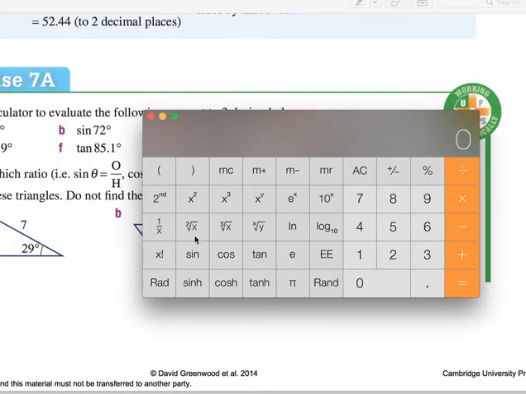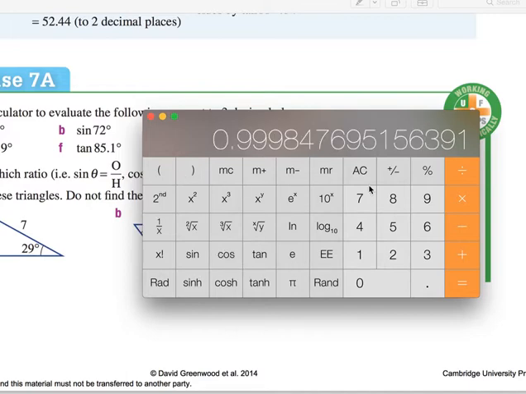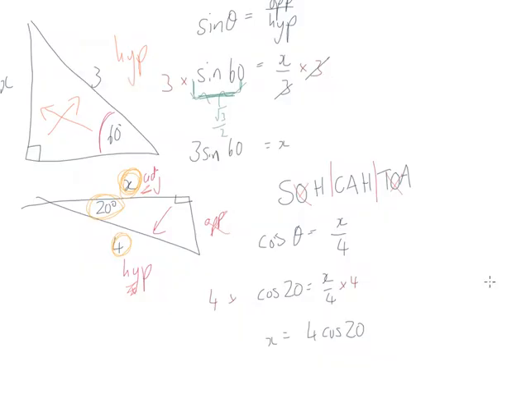Doesn't like that either. So cos 20, oops, let's just clear that. 20 degrees, we'll take the cos of that and multiply that by 4. So we do get 3.758. So x here is 3.758.